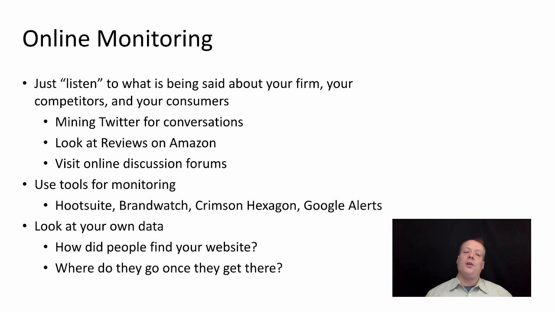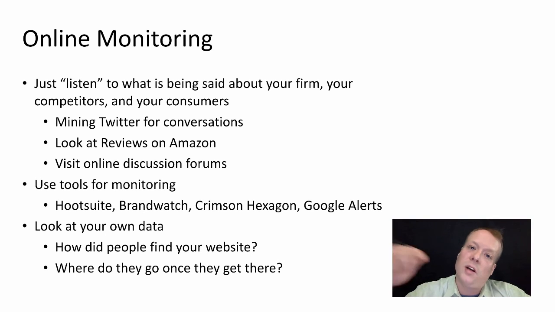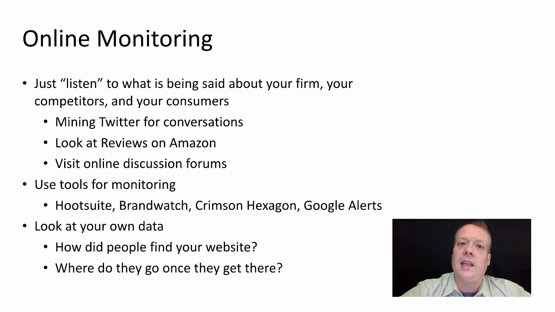Online monitoring. So this is a new aspect that we talked about. And this is where you just listen to what is being said about your firm, your competitors, and your consumers. You can mine Twitter for conversations. You can look at reviews on Amazon. You can visit online discussion forums where people are talking about things. And there are a bunch of tools out there that exist for online monitoring. And we'll get into these in more detail when we talk about the different channels later on. But things like Hootsuite, BrandWatch, Crimson Hexagon, Google Alerts. And Google Alerts is a free one. You can just have an email sent to you every day when someone mentions your brand, right?